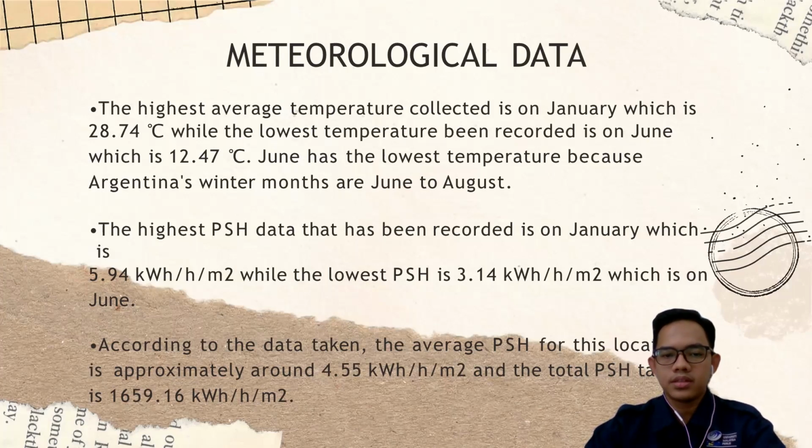The highest PSH data recorded based on the research is in January, which is 5.94 kilowatt hour per meter square, while the lowest PSH is 3.14 kilowatt hour per meter square, which is in June. According to the data taken, the average PSH for the location is approximately 4.55 kilowatt hour per meter square, and the total PSH is 1659.16 kilowatt hour per meter square.